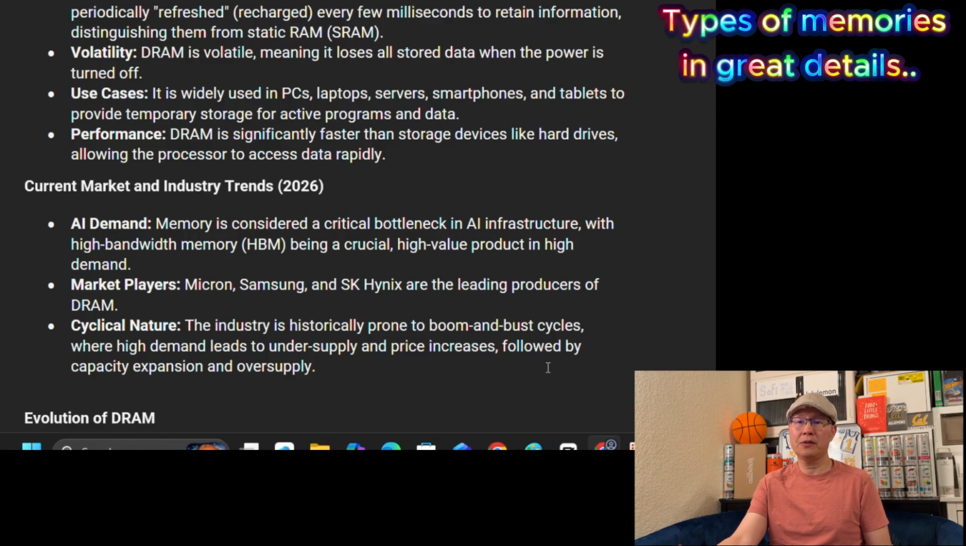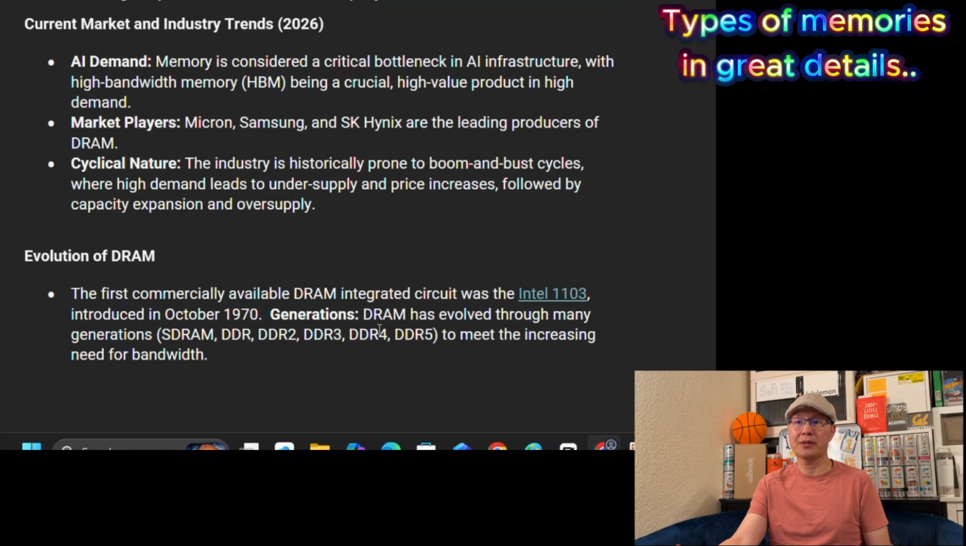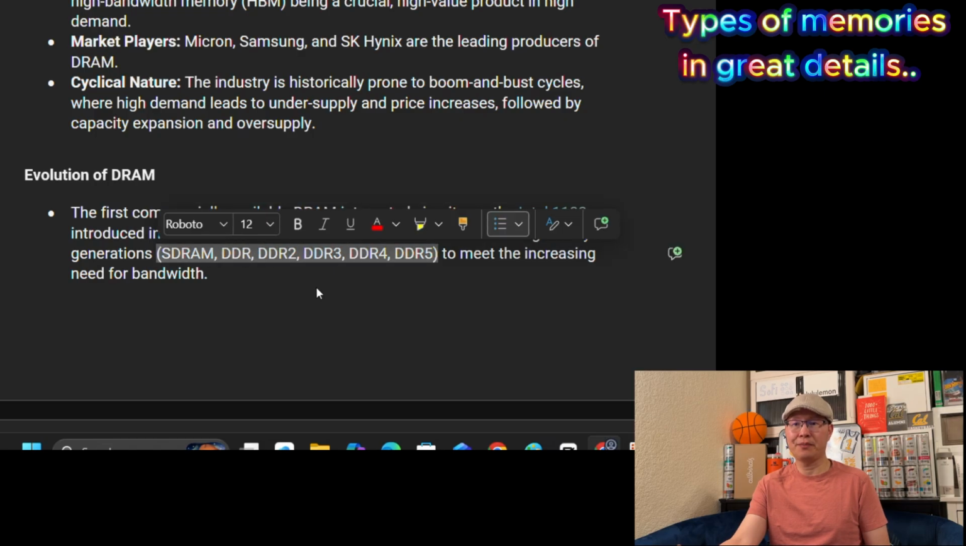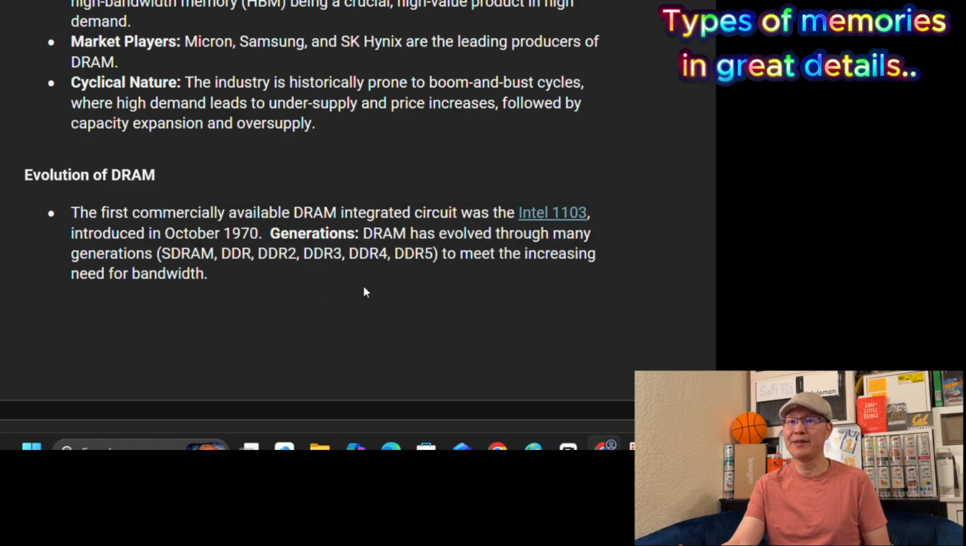Evolution of DRAM, you just need to know all these numbers because I have seen these numbers when I shop for memories for my computer before. So yeah, DDR3, 4, 5. All right, there's a lot of them, huh?